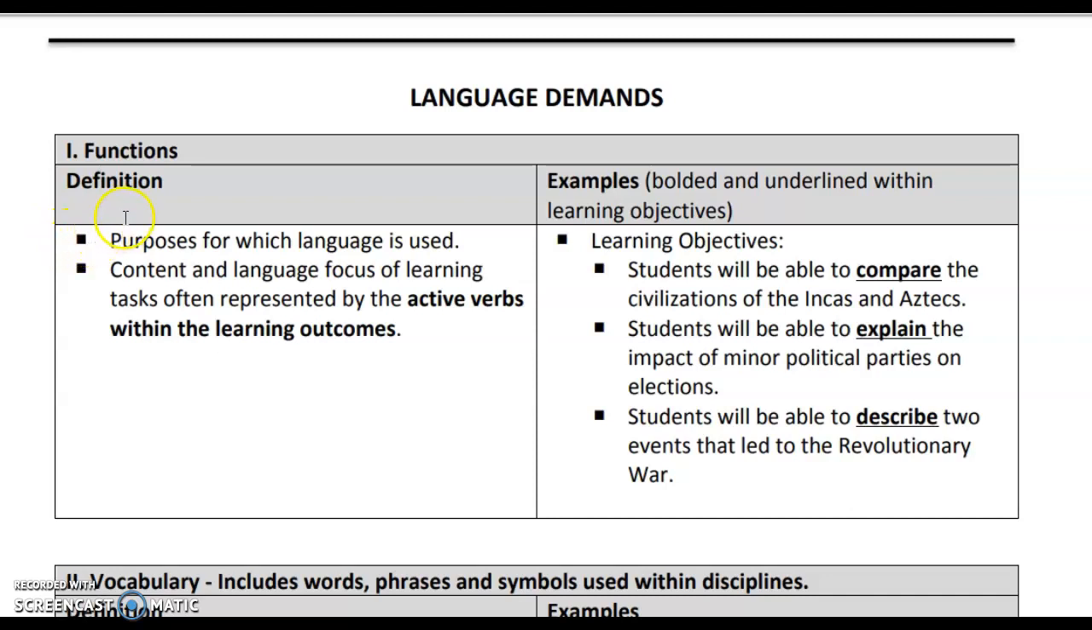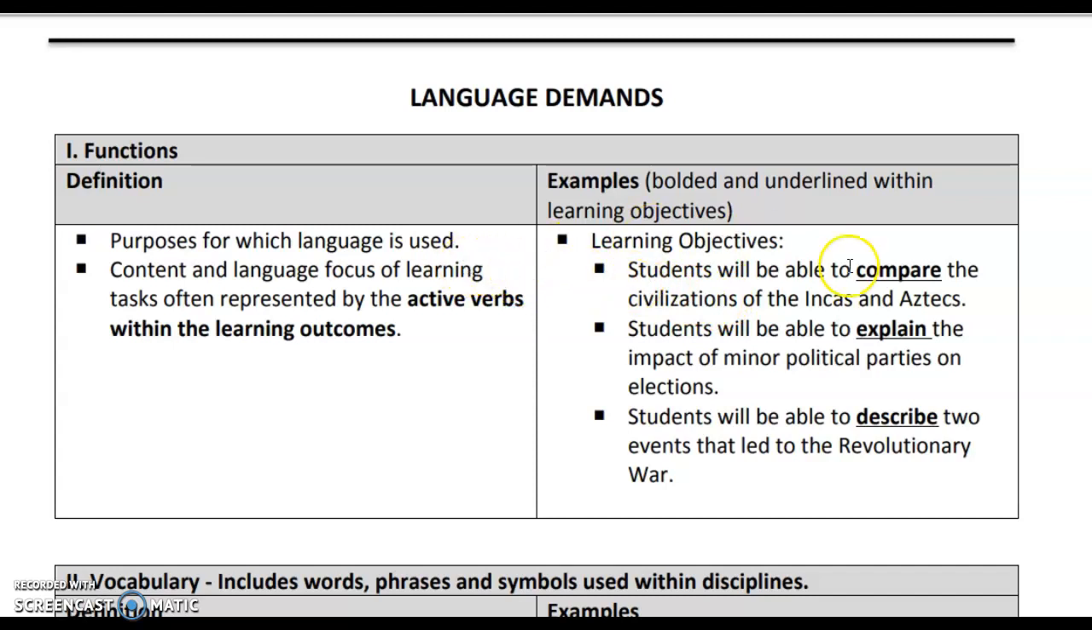So, for example, here it shows us the type of language we're going to have to include within our lesson plans. So when we have our learning objectives, we would select action or active verbs to really demonstrate what students are going to be doing in our lesson. So, for example, students will be able to compare the civilizations of the Incas and Aztecs.